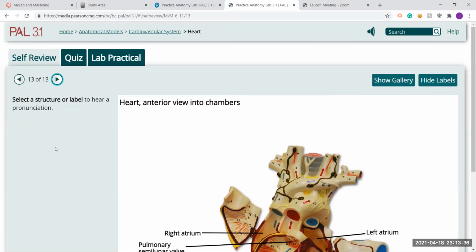Okay, so this is all in the cardiovascular system for the blood and the heart lab part.